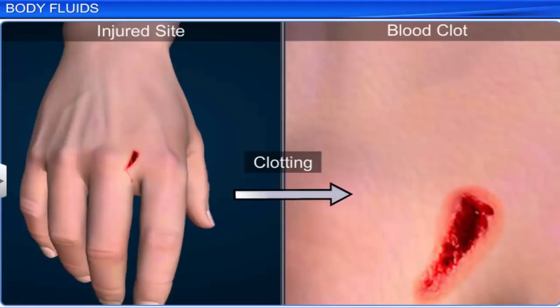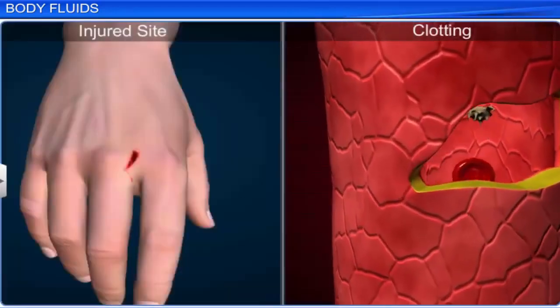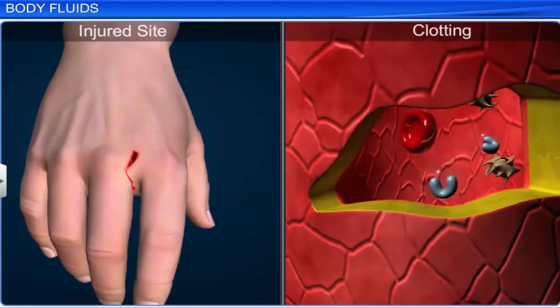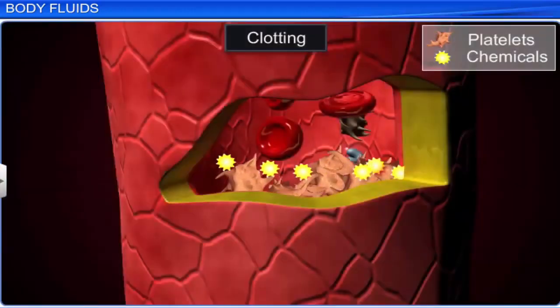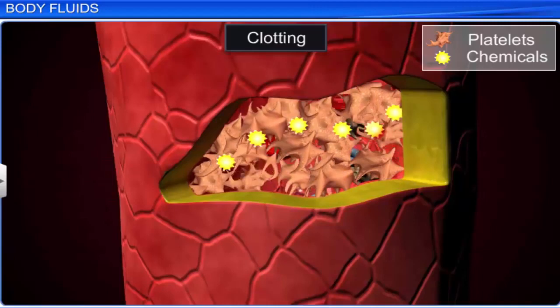Clotting or coagulation is a protective mechanism that takes place at an injured site to prevent loss of blood. An injured blood vessel releases certain chemicals which trigger the activation and accumulation of platelets at the injured site. The activated platelets in turn release other factors required for clotting.